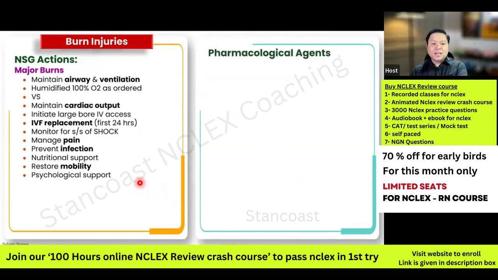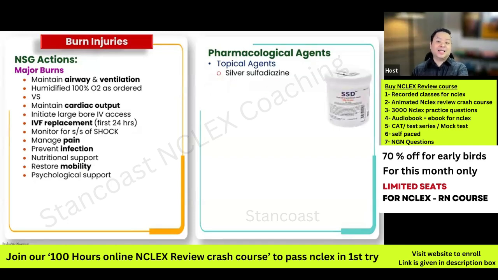Now, here we have the pharmacological agents that will be given as part of the treatment. What are these things that you will be seeing? Part of that will be the application of the silver sulfadiazine. This is a very common treatment that has an antimicrobial property. This is something that is going to be used for those patients that have second and third degree burns. And this is only applied to the area that has already been cleansed, that has already been debrided, okay?